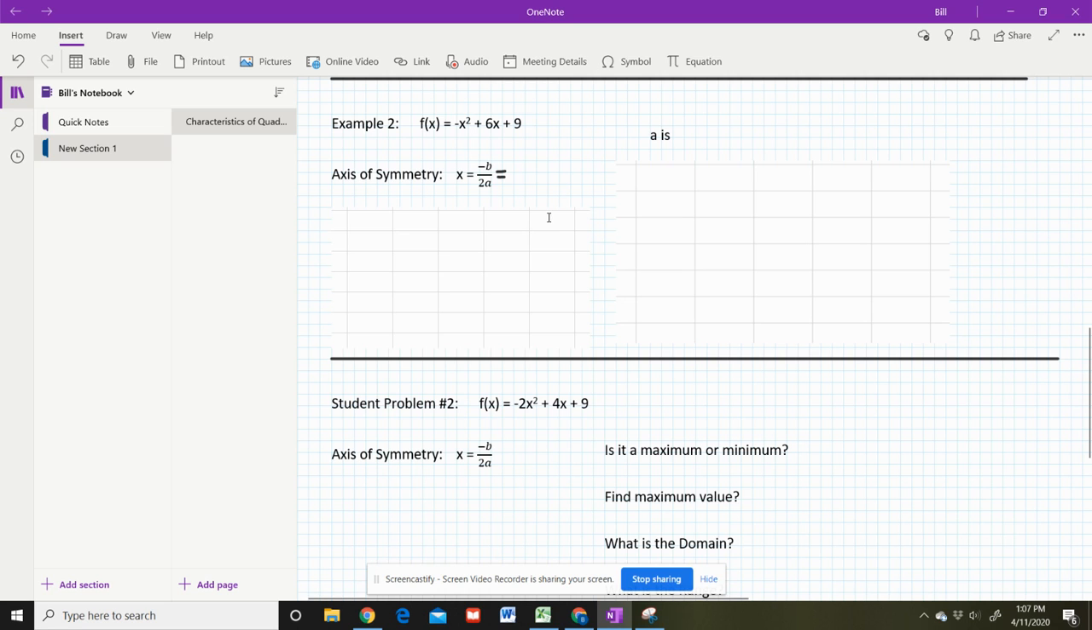All right, so this is example 2. We're just going to run through it. You'll do your second student problem, and then that'll be the Edpuzzle question at the end, and then we're going to do an exit ticket after this.